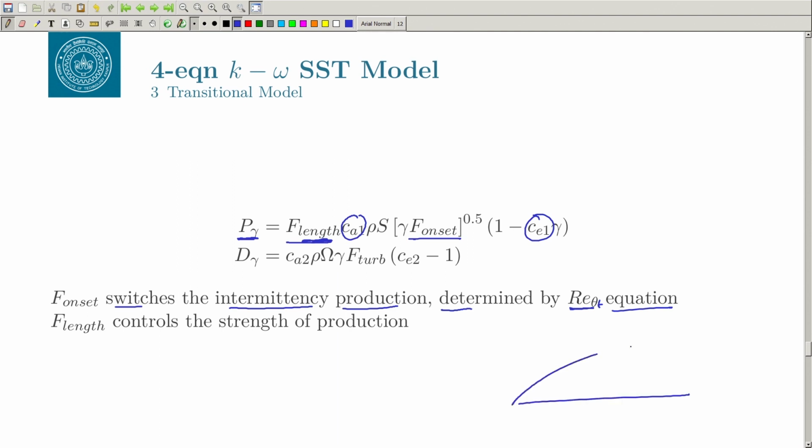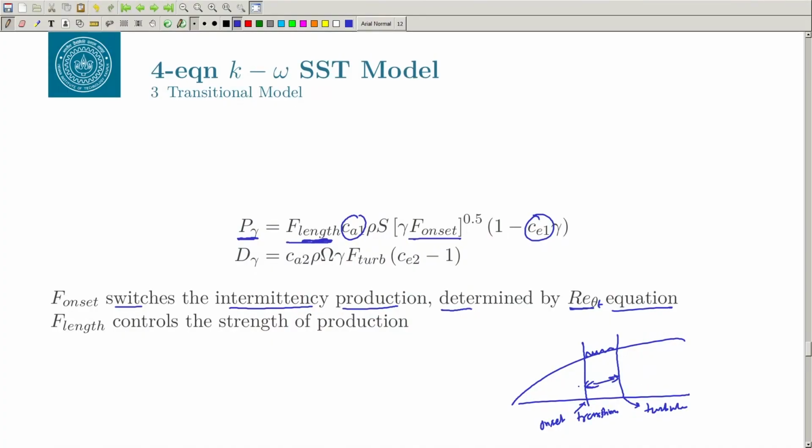So, going back to the same picture, when it becomes transitional and when it becomes fully turbulent, this onset and length has to be determined, and that is done by comparing your Re theta t, which is also a transport equation. This Re theta t is evaluated everywhere at every time, and is compared against the experimental data, for which you know that it is a robust parameter which has distinct values in the laminar flow, in the turbulent flow and in the transitional flow.